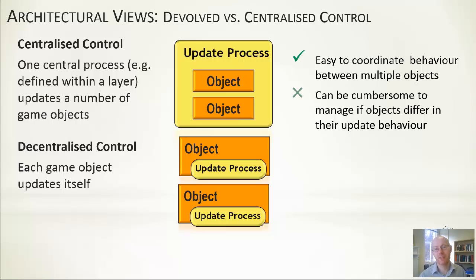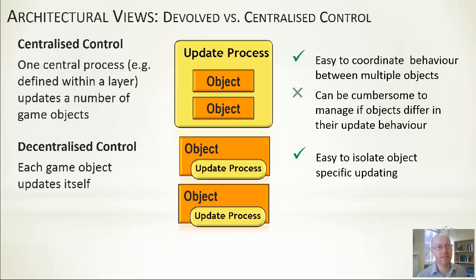In this case, the update request still goes to the layer, but the layer basically says, object 1, update yourself, don't bother about it, just go and do it yourself. Object 2, you do the same. Object 3, you update yourself. So how an object gets to be updated is determined by the object itself, not by some containing layer.